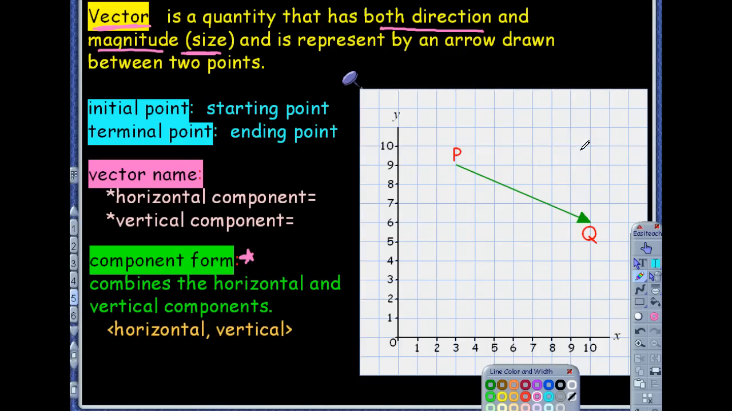Looking at it, it looks like a ray. It's not a ray. And there's something we use to help make sure that we know it's not a ray.